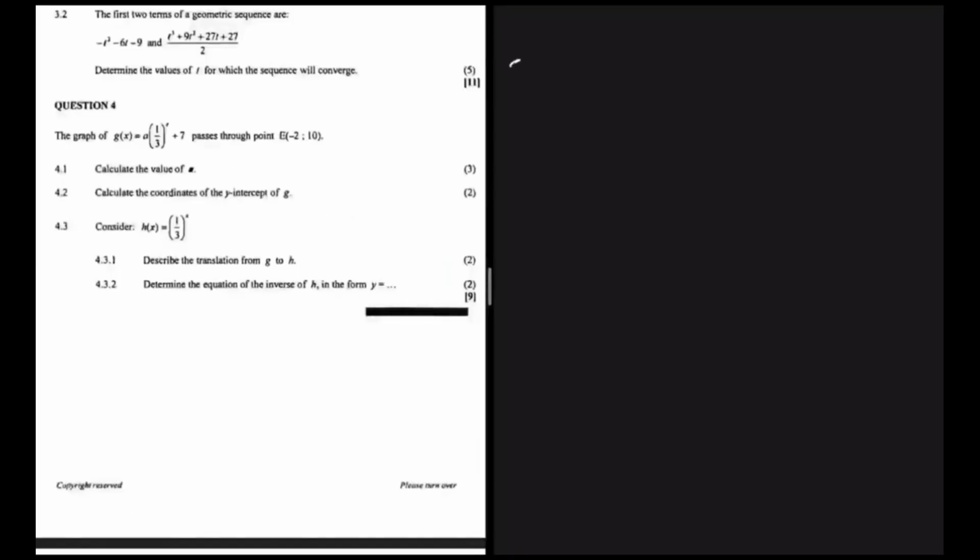We have our function g of x, which is equals to a multiplied by 1 divided by 3 to the power x plus 7. And then we are told that it passes through some point E, which is made out of coordinates minus 2 and 10. And then the first question, 4.1, says calculate the value of a. This will be relatively easy because we only have one piece of information, if I can say so, which is the coordinate. So we have to use that coordinate to calculate the value of a.